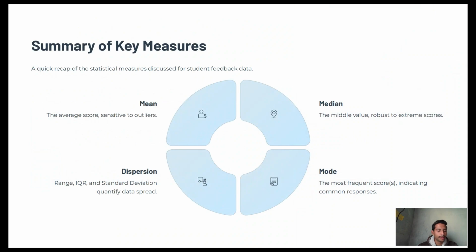Summary and key measures. Mean is our average, but it is sensitive to outliers. Median is the middle value and is robust against outliers. Dispersion measures, range, IQR, and standard deviation, tell us how spread out the feedback is. Mode highlights the most common student opinion.